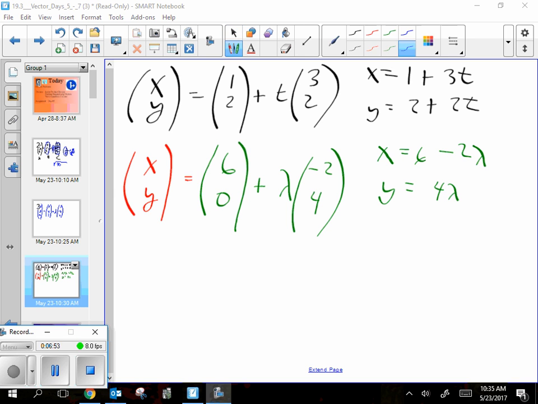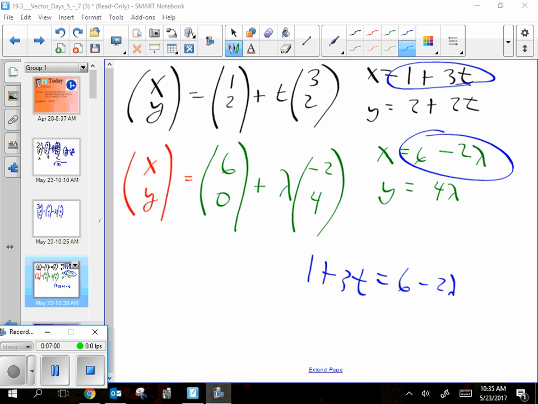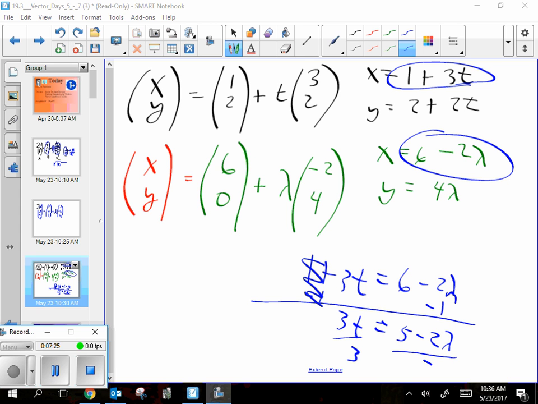Then, did you know enough to set x equal to x? And I have 1 plus 3t equals 6 minus 2 lambda. Raise your hand if you had that right. Good, that's what you were supposed to do. Now, I can solve it for something. I can either solve it for lambda or I could solve it for t. I'm going to solve it for t. All right, I'm going to subtract 1, and that cancels. 3t equals 6 minus 1 is 5 minus 2 lambda. And now I'm going to divide by 3. And there, I have solved for t.